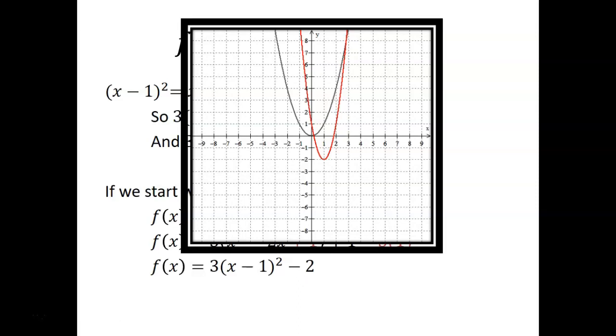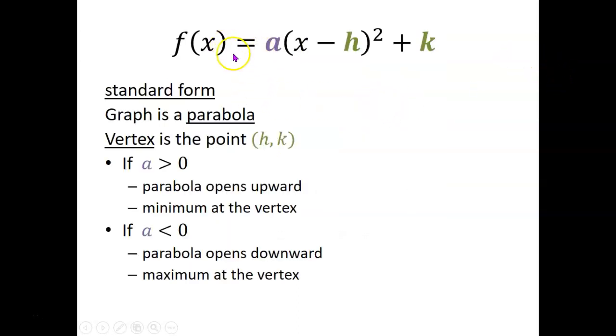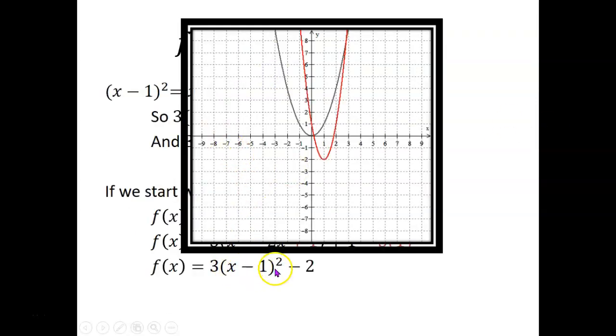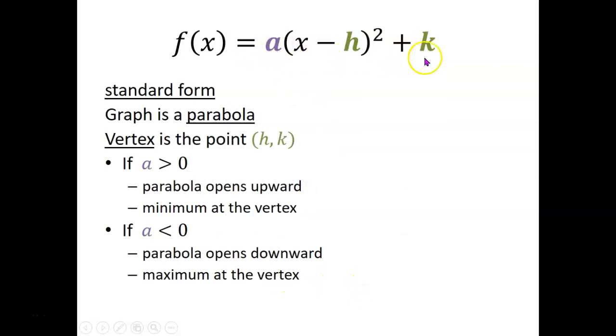So that is one way of figuring out what's going on with a quadratic function. Where's the vertex? What does the graph look like? Stuff like that. I'm also going to show you another way. But what we were just looking at, where we had that 3 times (x minus 1) squared minus 2, that's an example of this kind of form, this standard form for a quadratic function, where we have some number times (x minus some number) squared plus some other number.